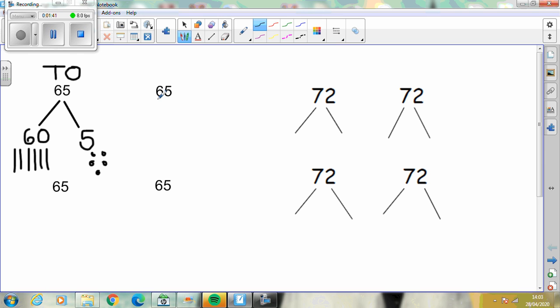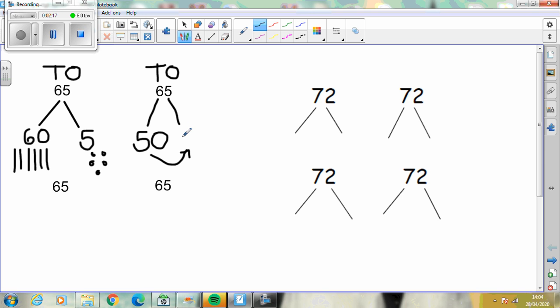Okay, so I've still got 65. We still have 6 tens and 5 ones, but I now am going to show you how we could partition this differently. So this time, instead of having 6 tens and 5 ones, I'm going to partition 65 differently, and I'm going to have 5 tens, and I'm going to shift one of my tens across.